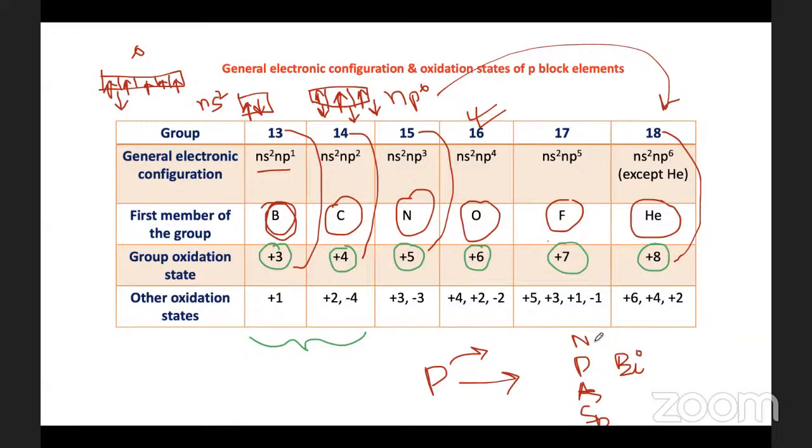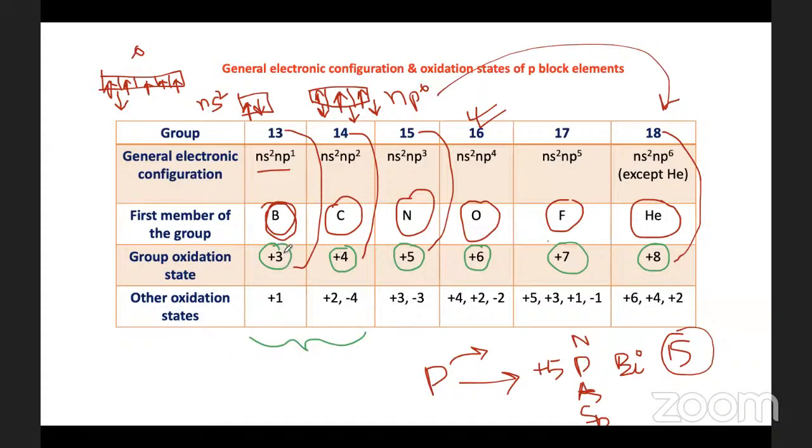So nitrogen comes from group 15. They are all group 15 elements. So phosphorus is coming from group 15, and phosphorus will have the oxidation state +5. This is not the sole oxidation state of phosphorus; it may have some other oxidation states, but this is the most common one.